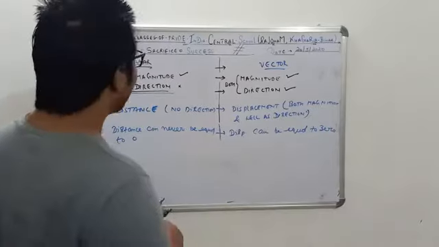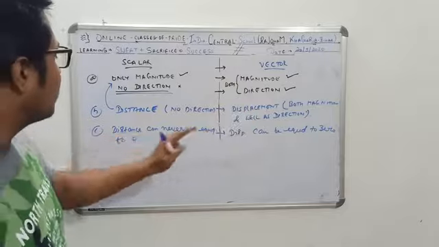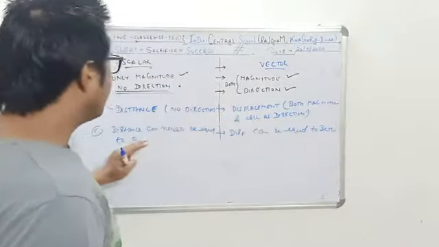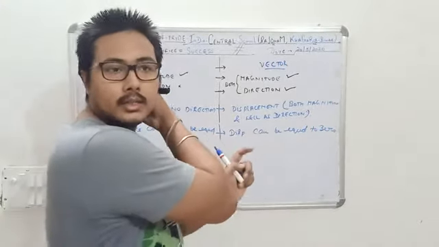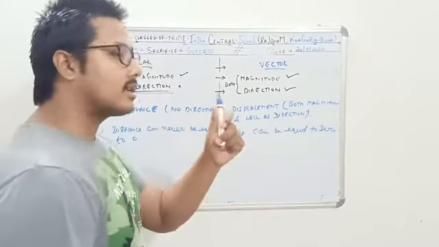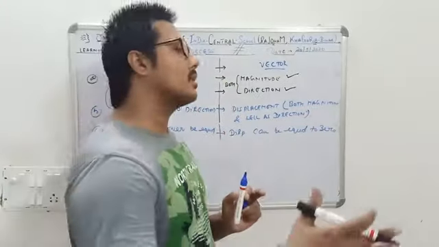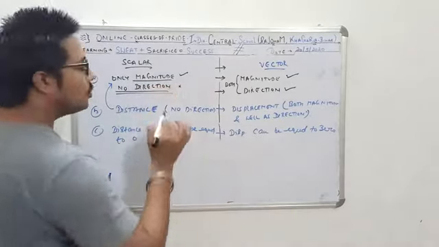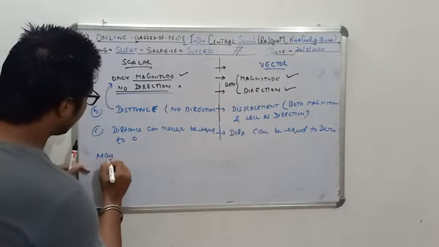Now a question might arise here. Everything is fine: magnitude, direction. Distance has no direction, displacement has both magnitude as well as direction. Distance can never be equal to 0, as I told you with an example. And we also understand how displacement can be equal to 0, because if we start from a certain point and end our journey at the same point, then the displacement becomes 0. But sir, I didn't understand what is the meaning of magnitude here. So I'll tell you what magnitude is.